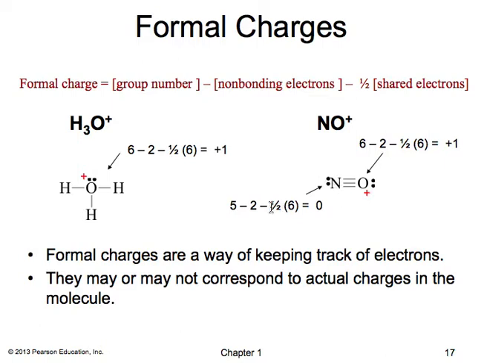So for nitrogen, you have a group number 5 minus 2 non-bonding electrons, right? Minus a half of 6, right? There's 6 electrons being shared in this triple bond. This leads to a 0 formal charge. But on the oxygen, we have a formal charge that is +1 because we have 6 from the oxygen, minus 2, minus half of 6, leaving it to be a +1. Formal charges are ways to keep track of the electrons. They may or may not correspond to the actual charge of the molecule.